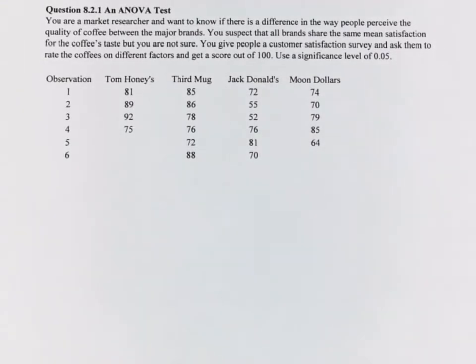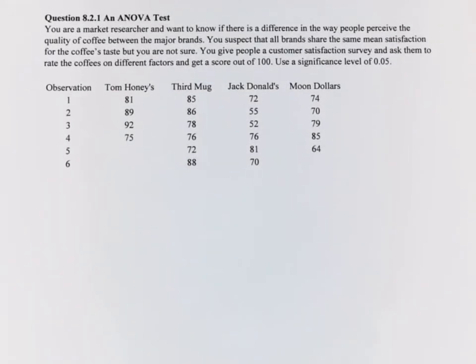When you complete an ANOVA test, we make 3 assumptions that must be true. The first is that populations have a normal distribution. The second is that the population standard deviations are equal. And third, that populations are independent. So these aren't the same customers trying all the different coffee and then giving their results. That would be paired or dependent samples.